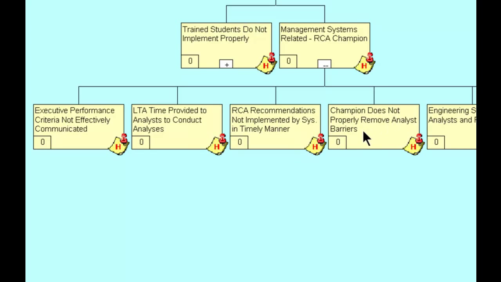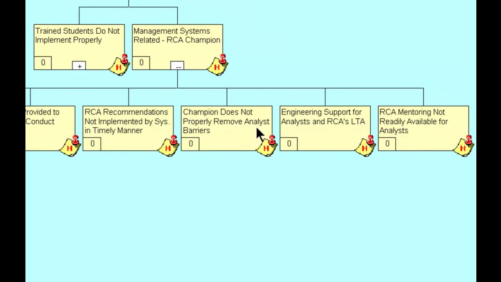The champion does not properly remove the barriers that the analyst sees. It's the champion's job to be their mentor, to oversee that they are effective. So therefore, if they're conducting their analysis and they can't get operations to play ball, or they can't get maintenance to play ball, that's where the champion has to come in.